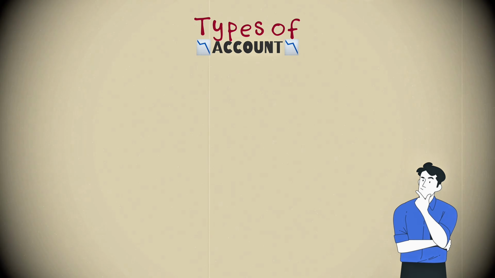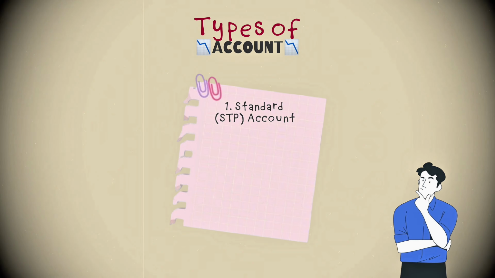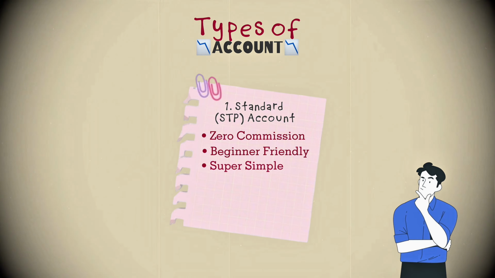Now, coming to the account types. First, we have the standard STP account. This one comes with zero commission. It's beginner friendly and honestly, super simple to use.